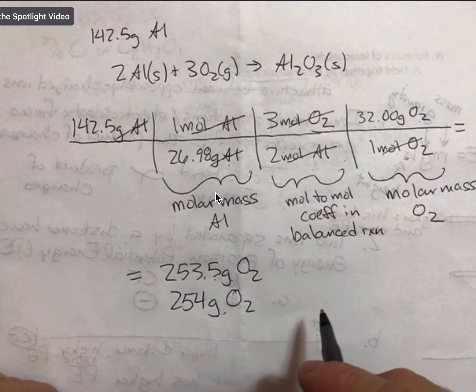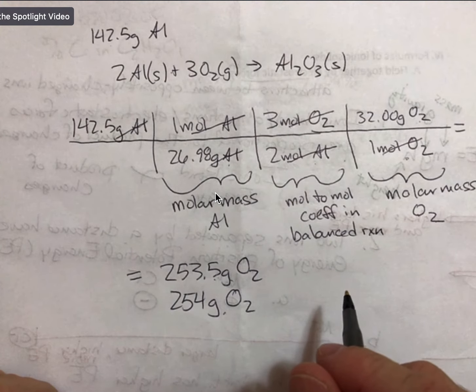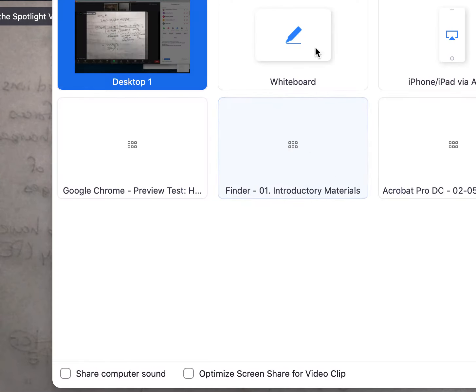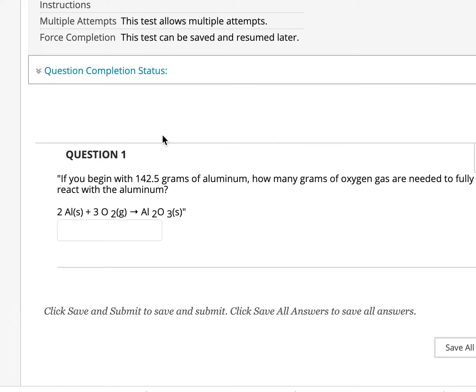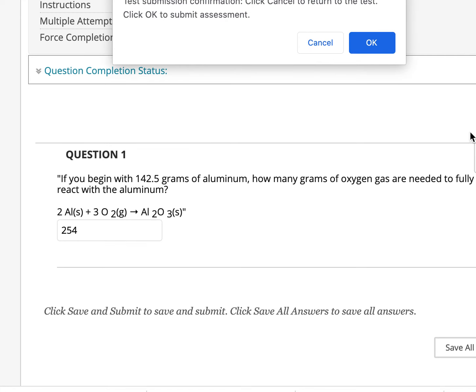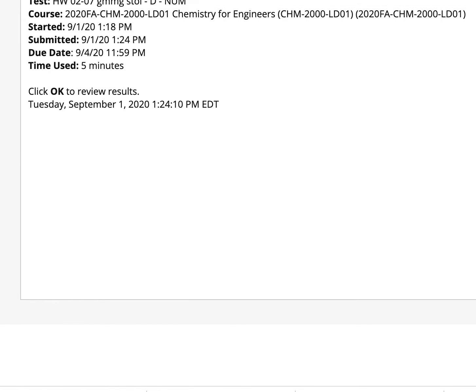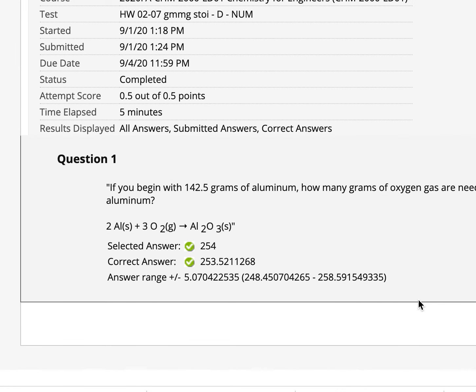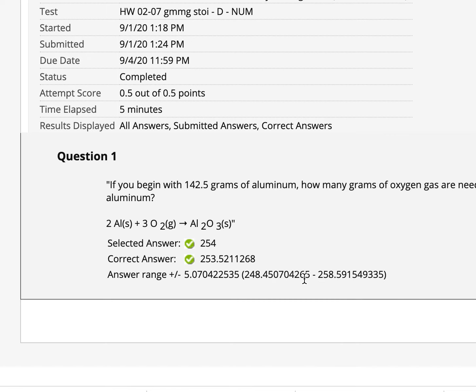Any questions about my work so far? Okay. Then I'm going to go back and input the answer. And I'm just going to put it as 254. And 253.5, there's a little space in there, and I do get the correct answer.